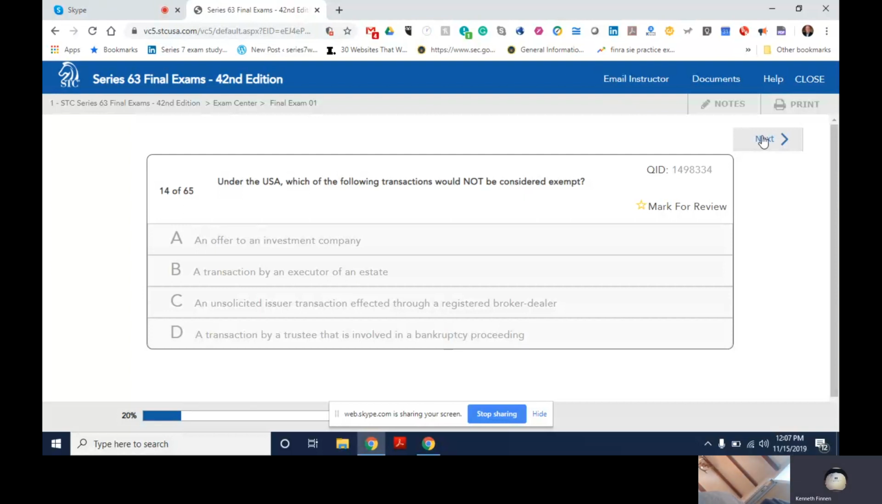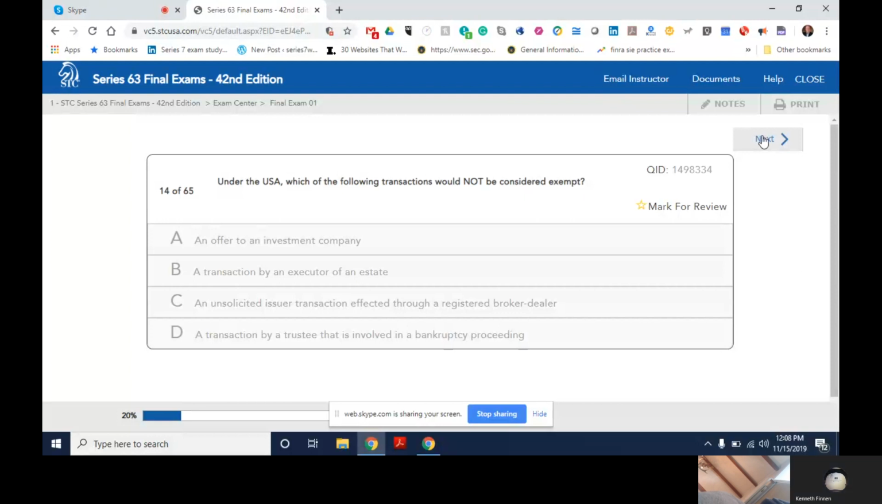Okay, I am back. Sorry, I moved the phone. Under the USA, which of the following transactions would not be exempt? Remember, not exempt. An offer to an investment company, probably exempt because it's an institution. A transaction by an executor of an estate, we'll come back to that. That may be true, it depends. There's some tricky stuff. An unsolicited issuer transaction, boom. The problem is it has an issuer. And a transaction by a trustee that involves bankruptcy.